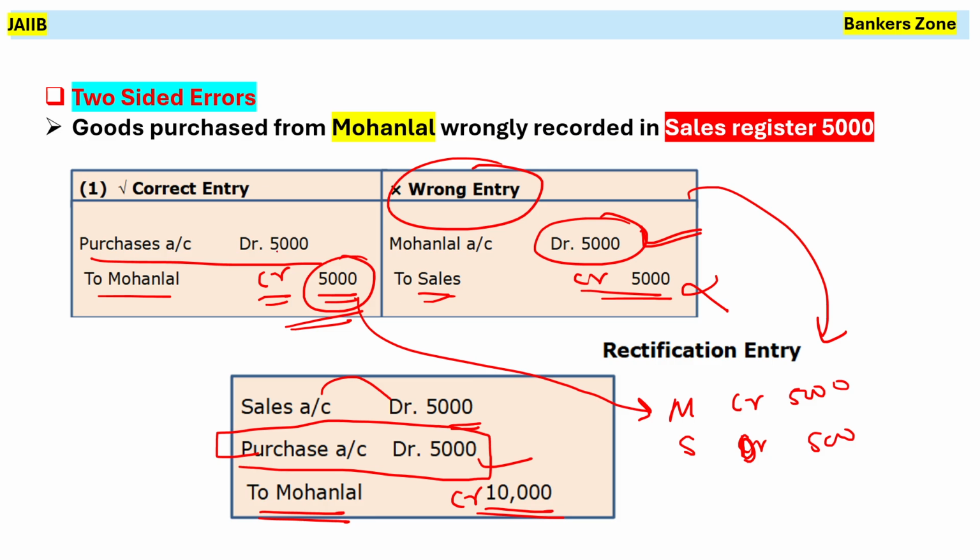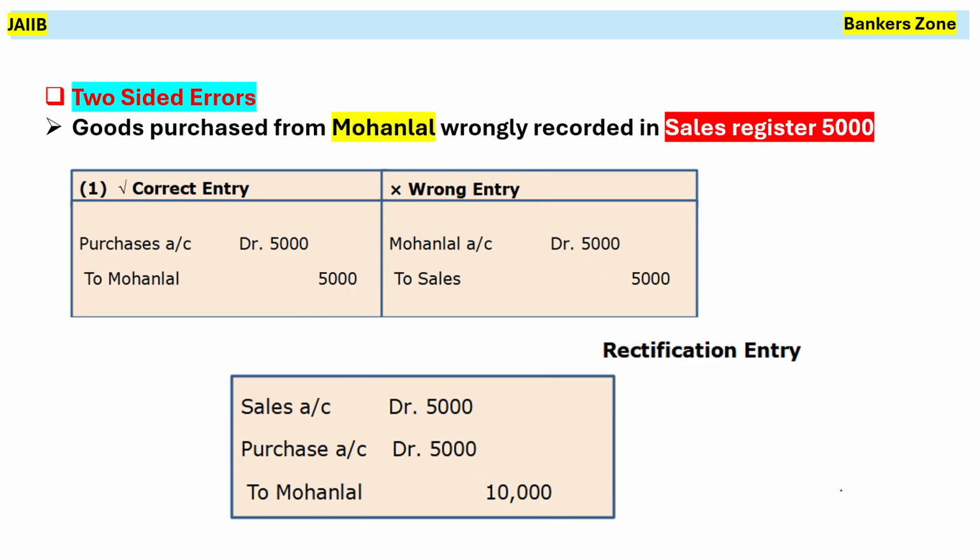Now, purchase account 5,000. Here there is no purchase account, so simply write purchase account must be debited by 5,000. Mohanlal's account credit should be 5,000. What we have written here is Mohanlal credited by 5,000, but the corresponding entry should be a debit, so we will credit by another 5,000. Very simple. So Mohanlal will be credited by 10,000, and then sales will be debited by 5,000 and purchase will be debited by 5,000.